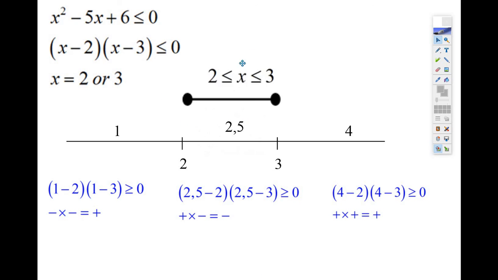And that's how you write it with inequality notation: x is less than or equal to 3, and greater than or equal to 2. And that's how you write your solution set. And that's how you put it on a number line.